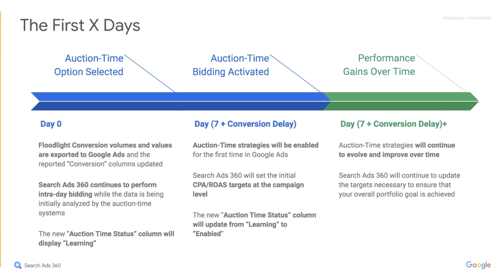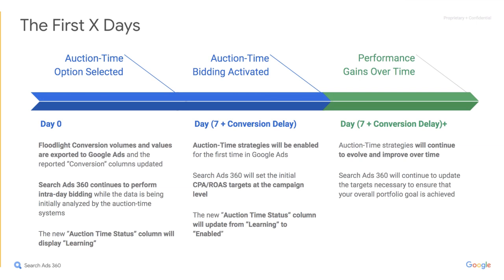What happens after 7 days plus your conversion delay is that auction time bidding strategies will be enabled. It's important to note this part because it takes 7 days plus your conversion delay. That's the time between the click and the conversion, which can be very different between advertisers. You can check that in Google Ads and also in search ads with your conversion source. It should be pretty similar, but just bear in mind that it can take 7 days plus the conversion delay.